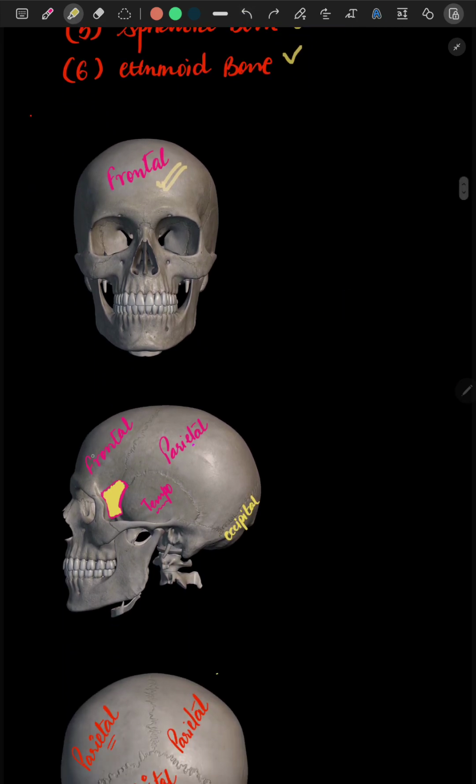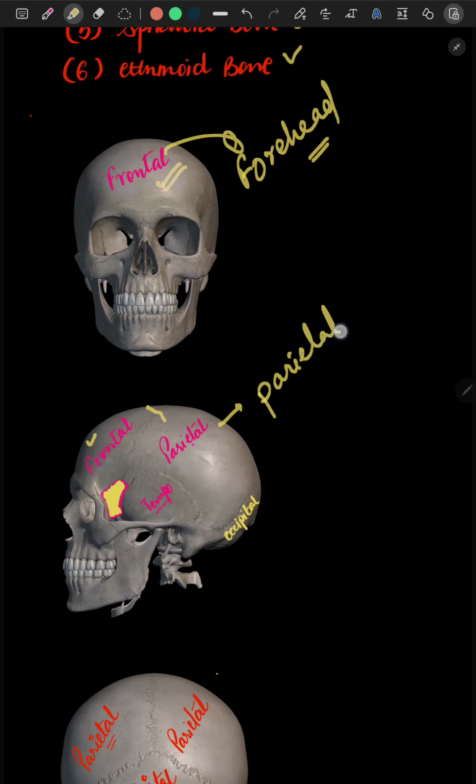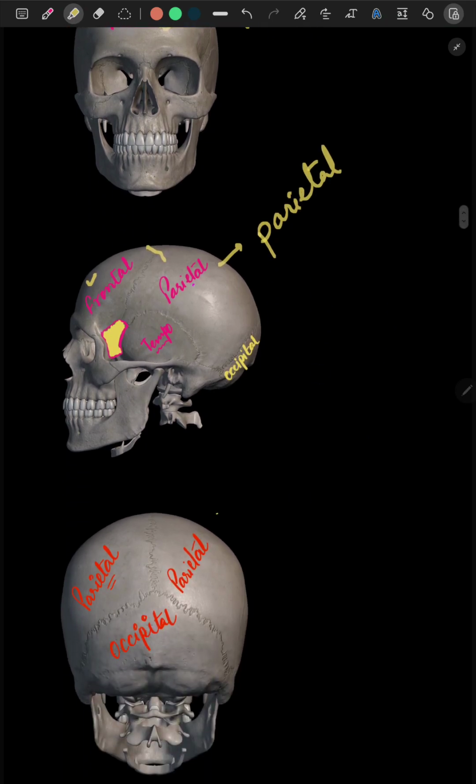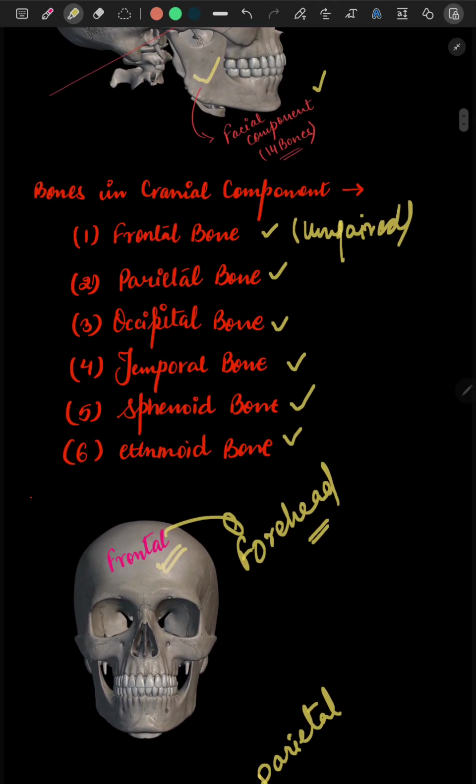This is the part forming your forehead, your frontal bone. Posterior to the frontal bone you have the parietal bone. In this picture, the parietal bones are always two in number. One is the right side parietal bone and the other is the left side parietal bone. So we can say the parietal bone is a paired bone.